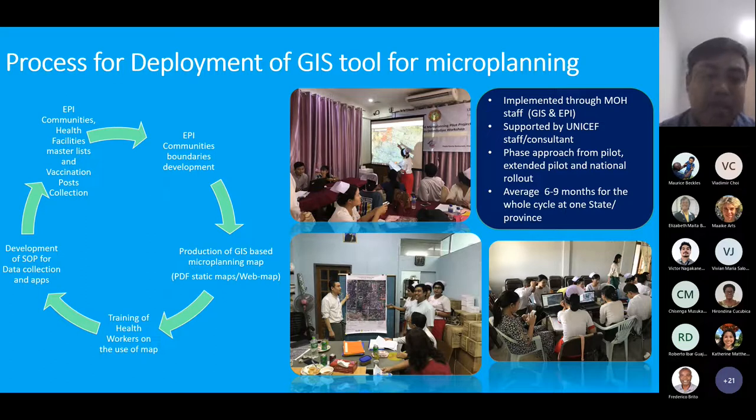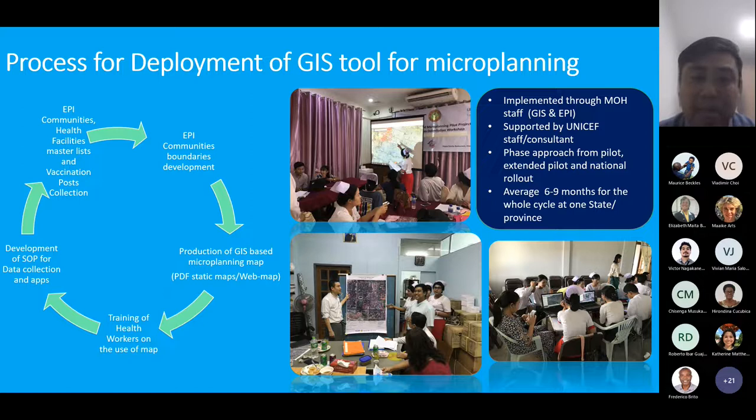First of all, we started with the PDF or paper-based maps that were translated into shapefiles, and we worked with the health workers to train them on how to use and interpret the map and link it with their microplanning. So that was the process involved, and most of it we ran through the Ministry of Health staff with the support of UNICEF staff and consultants. And that was tedious and it took time.